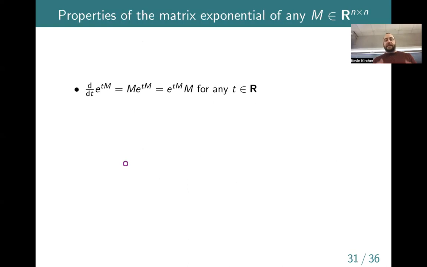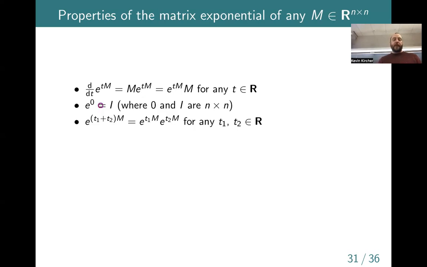Now let's write down a few implications of that. Here I'm just copying over the thing that we showed on the previous slide: the time derivative of e to the tM, you can write either as M e to the tM, or e to the tM M. A way to say this would be that M commutes with e to the tM. The order of matrix multiplication doesn't matter for this thing.